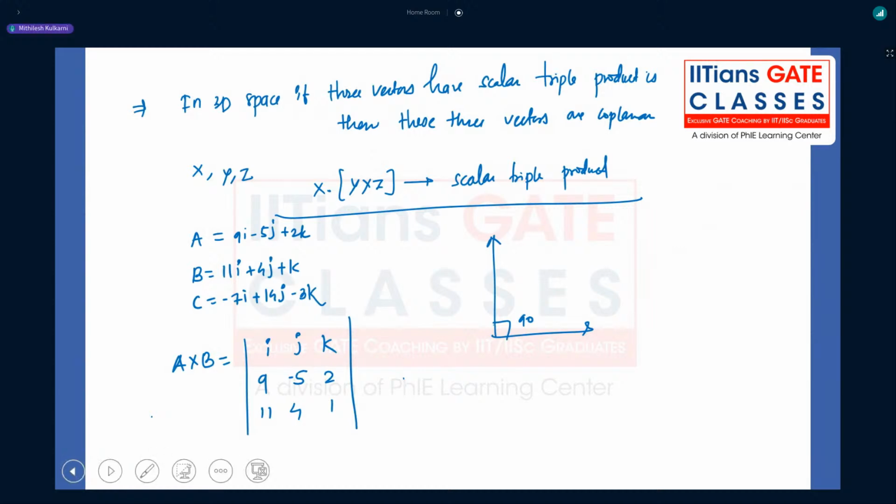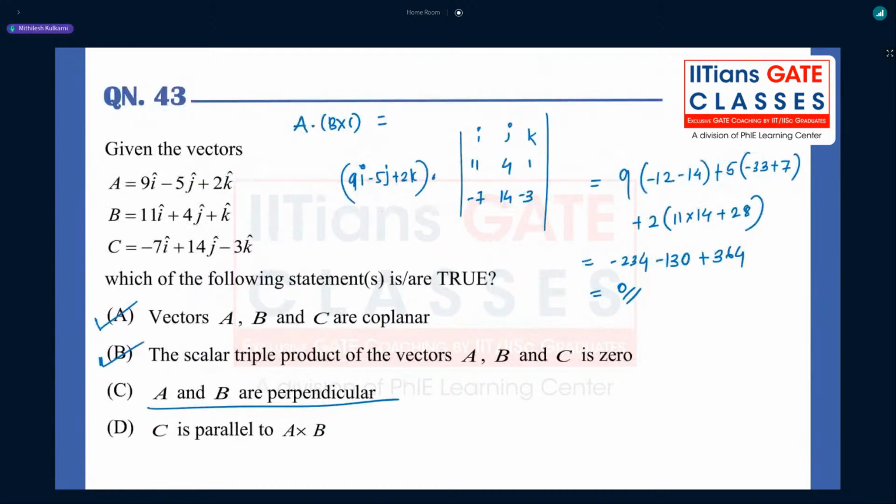So let's first focus on this. If A and B are perpendicular to each other, what does it mean? The dot product has to be 0. Is it happening? Let's take A dot B: 9 into 11 minus 5 into 4 plus 2 into 1, and we know that it's non-zero, so basically we can remove option C here.